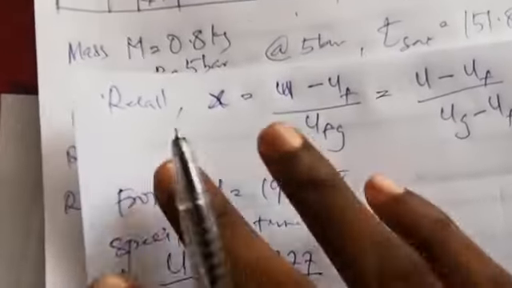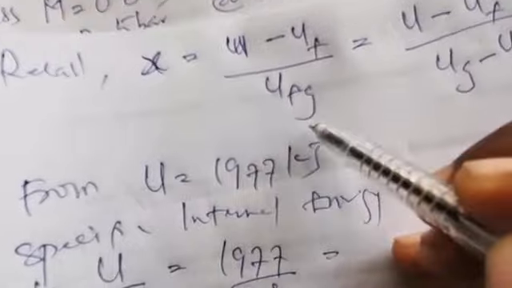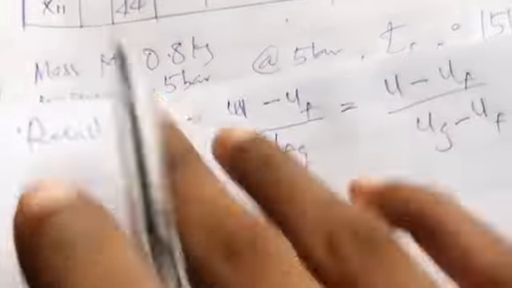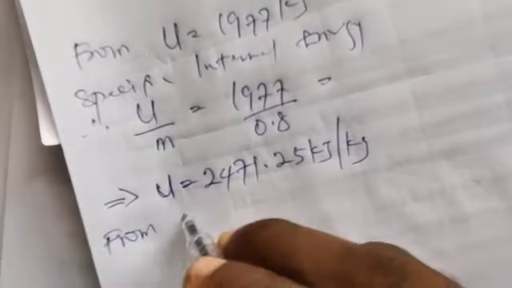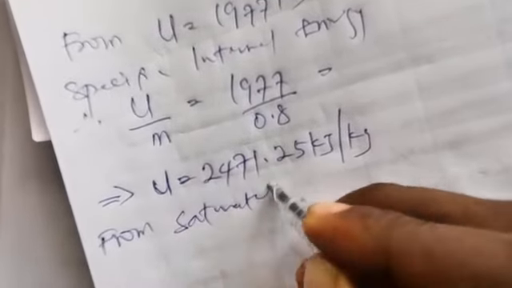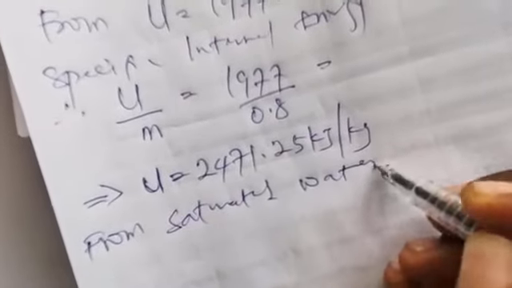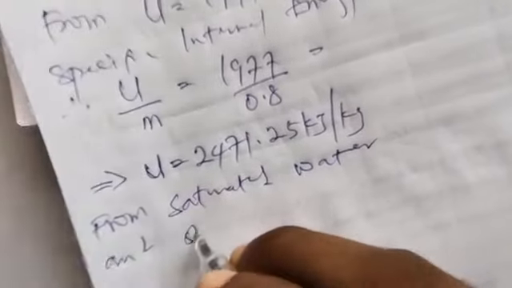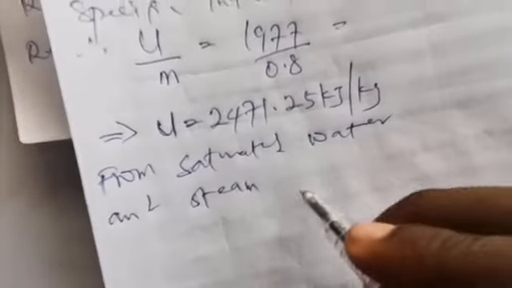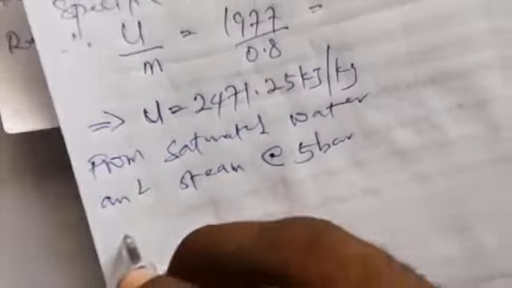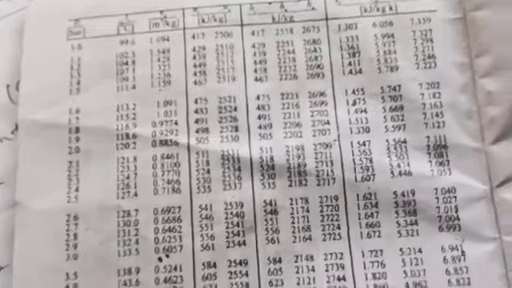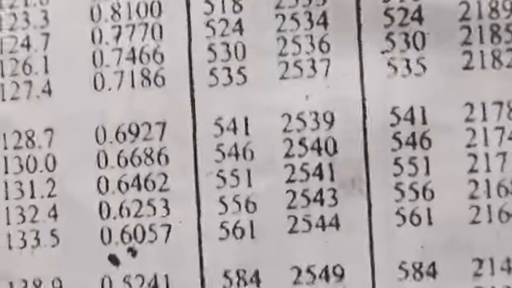So having known this, for the dryness fraction x, first of all, we need to obtain the values of UF and UFG corresponding to this pressure of 5 bar. From saturated water and steam, corresponding to 5 bar, that's the given pressure, we obtain what UG is. Let's dive into our steam table. So here we are, also 5 bar, not forgetting.